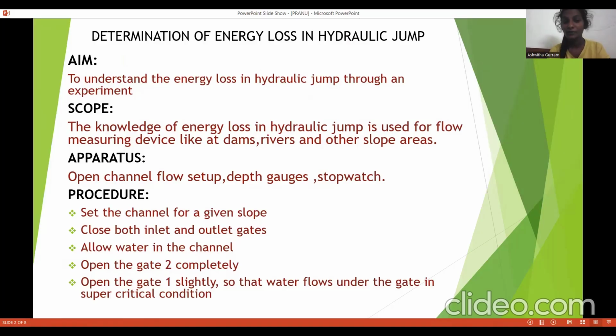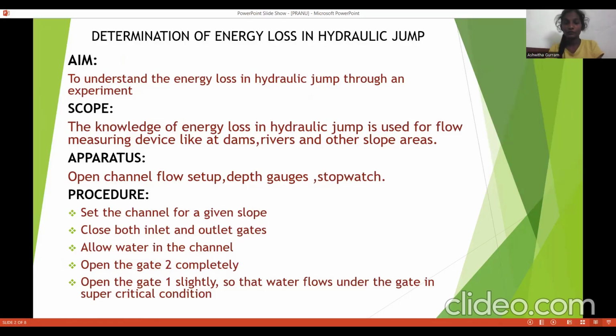Hydraulic jump can be used in mixing also. It can be used to mix water and other substances such as chemicals or nutrients. The hydraulic jump is an energy dissipator. It is also used for removing the waste from the channels.